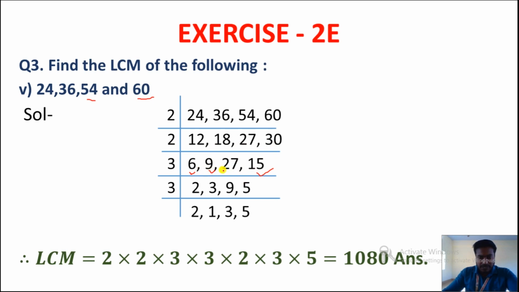Now if you see here we don't have any even number, so we can't divide by 2. So we'll move to the next prime number and check whether these numbers are divisible by it or not. And the next prime number is 3. Alright. So 6, 9, 27 and 15 all are divisible by 3. So we'll take 3 and divide. When we divide 6, we'll get 2. 9 divided by 3, we'll get 3. 27 divided, we'll get 9. 15 divided, we'll get 5.